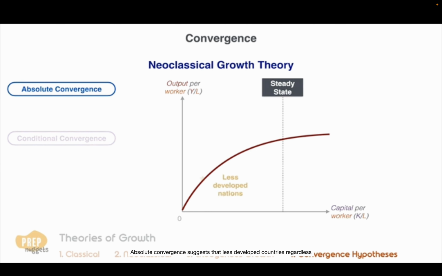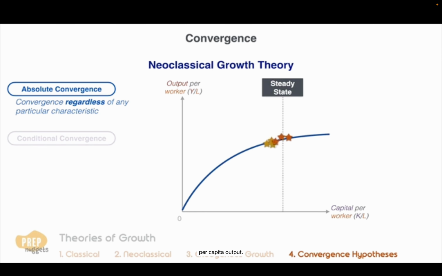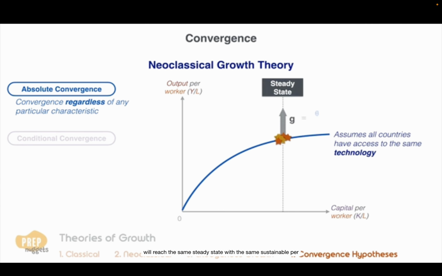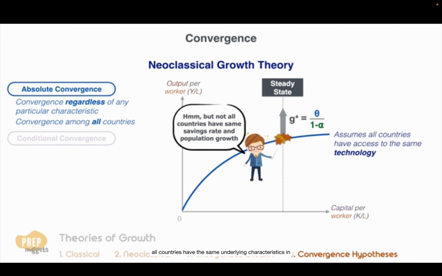Absolute convergence suggests that less developed countries, regardless of their particular characteristics, will eventually catch up with the developed countries and match them in per capita output. The neoclassical model assumes that all countries have access to the same technology, so eventually all countries will reach the same steady state with the same sustainable per capita growth rate. Thus, the model implies convergence of per capita growth rates among all countries. However, the shortcoming of this hypothesis is that not all countries have the same underlying characteristics in terms of savings rate and population growth rate.